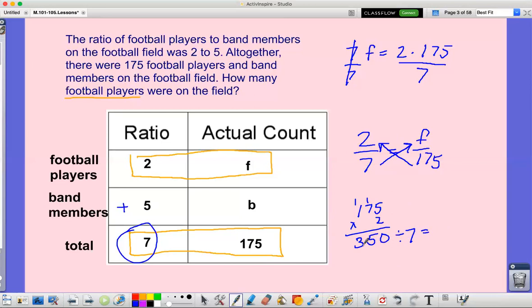350 divided by 7, because I know what 35 divided by 7 is. I know that 35 divided by 7 is 5. And then I just have to remember there's a 0 on the end of that. So that means this 50 represents F. F equals 50. What did F stand for? The number of football players. So there's 50 football players on the field.